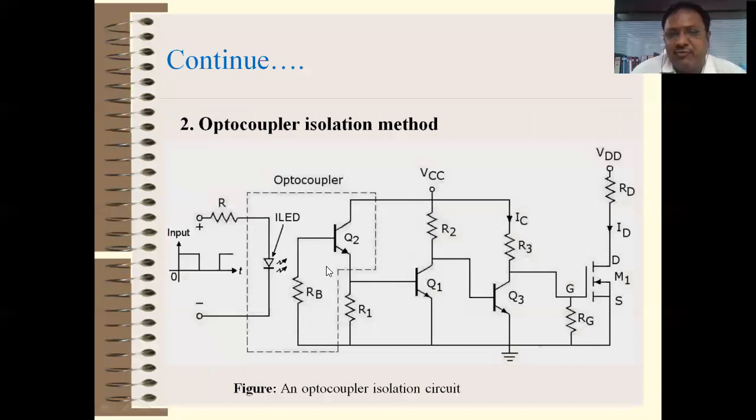So in this circuit, you see that the MOSFET M1 is the actual component that requires a gating signal.